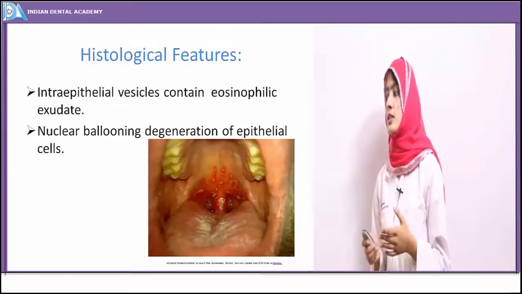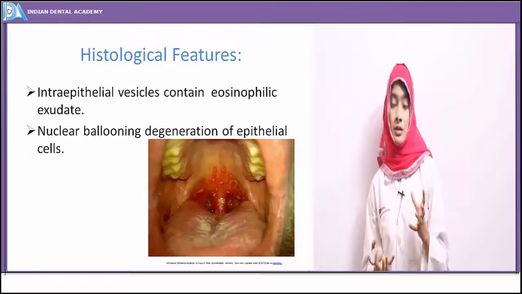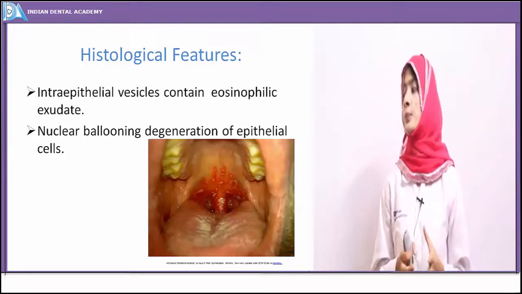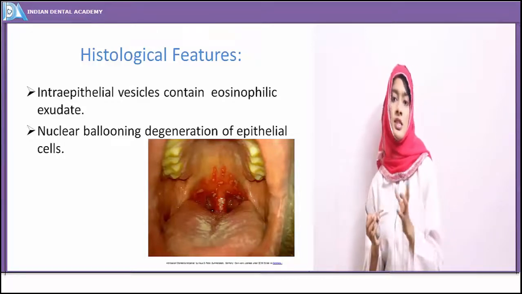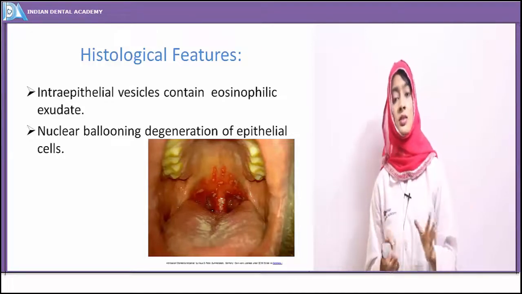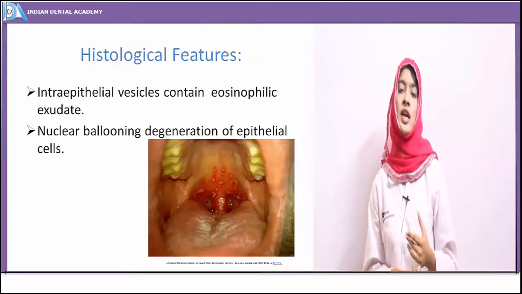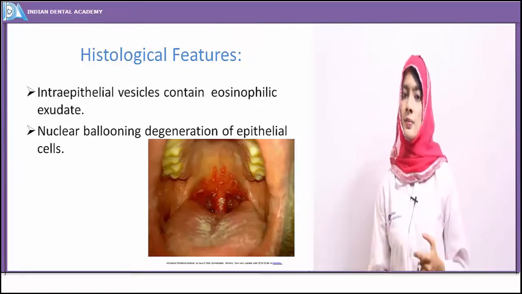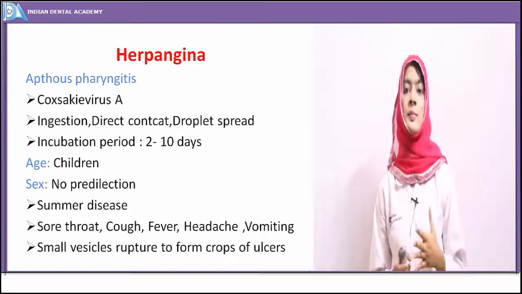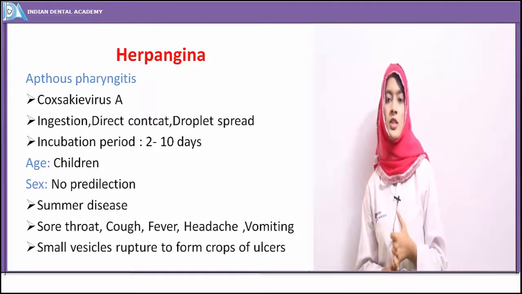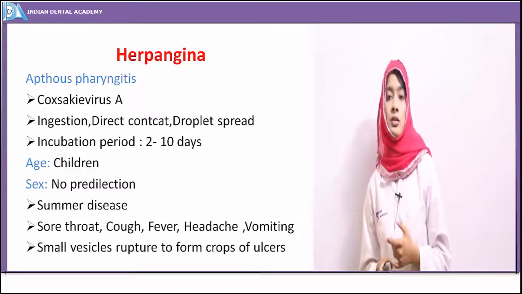Microscopically, these vesicles are intraepithelial vesicles, as seen previously, and they contain a lot of eosinophilic exudate. The epithelial cells show nuclear and cytoplasmic vacuolation, with the nuclei pushed to one side. That is nothing but the ballooning degeneration, characteristically seen in herpes simplex infections also. But Herpangina is an extremely painful condition, so symptomatic treatment has to be given along with antiviral drugs to treat the virus infection.